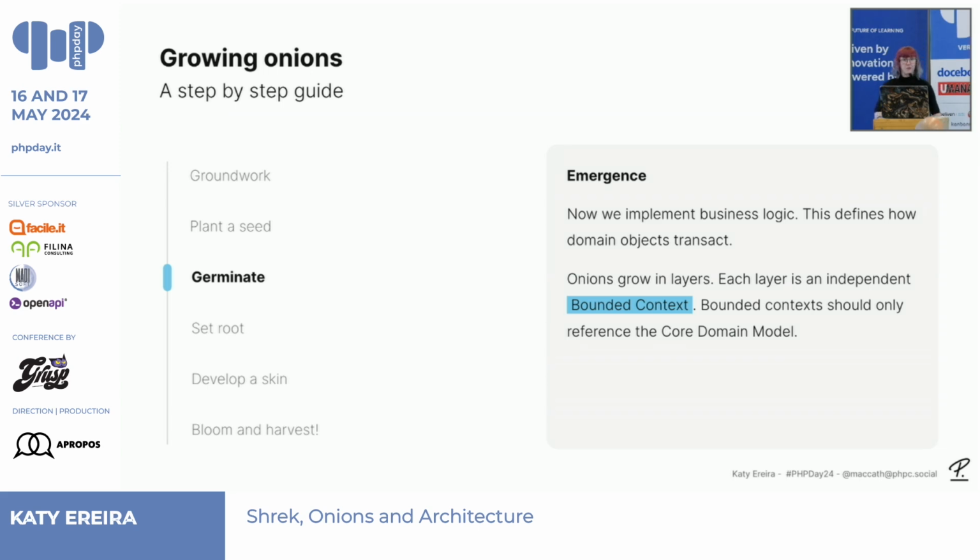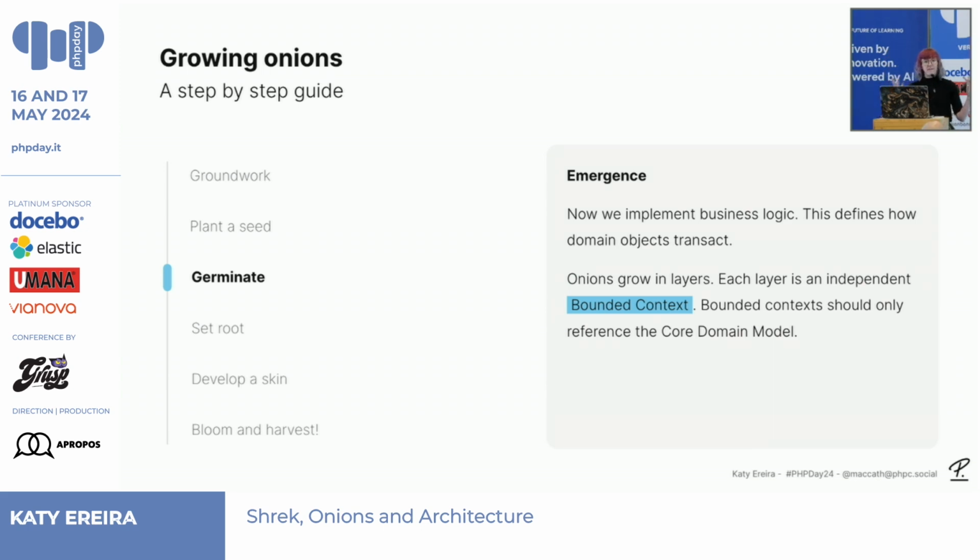Once we have our core domain model, we can use that to implement all of our business logic. This is the algorithms. This is how we decide whether a user is active or not. It's the bulk of our system. And with onions, each layer within the bulk of our system is distinct from other layers. And that comes across in our architecture in terms of bounded contexts.